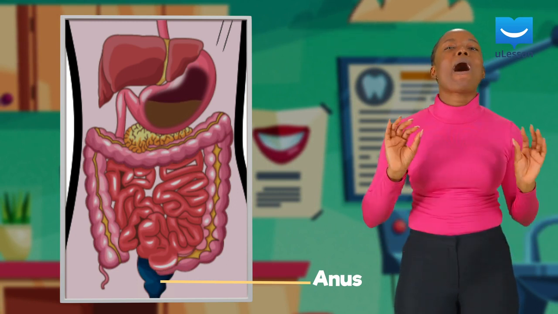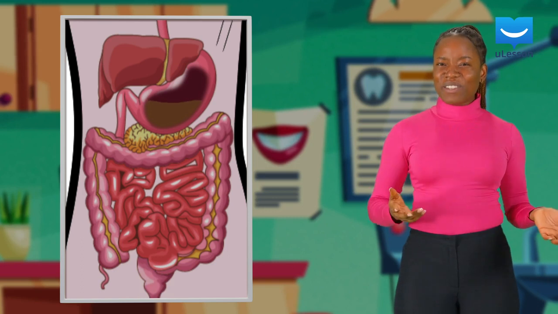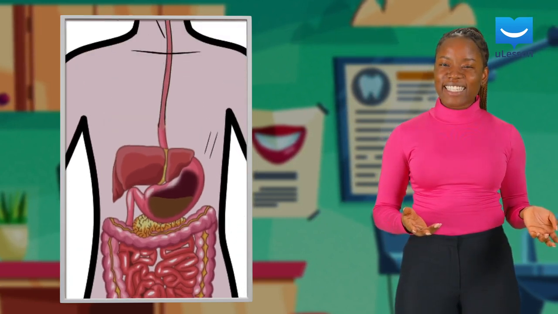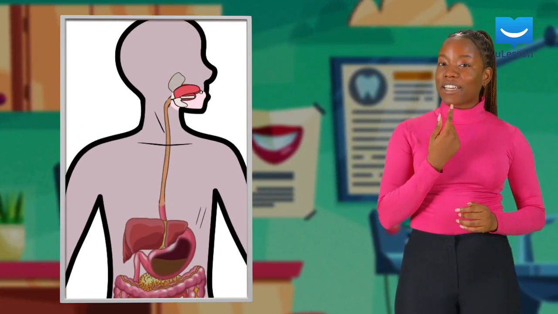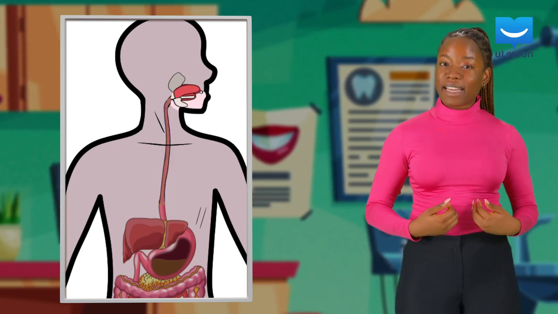Now you know how exactly the process of digestion occurs. Can you still remember the key organs involved in digestion? The mouth, where the food is chewed. The esophagus, through which swallowed food moves from the mouth to the stomach.